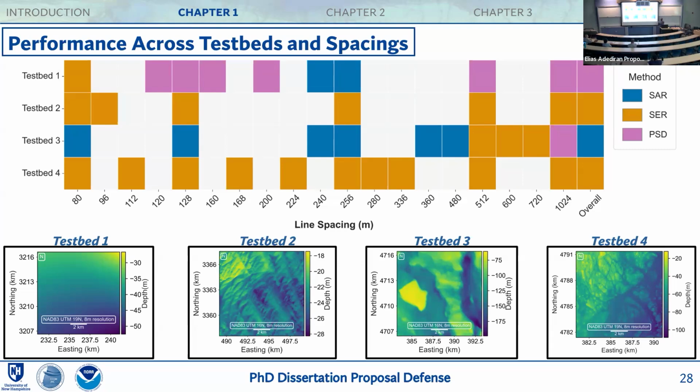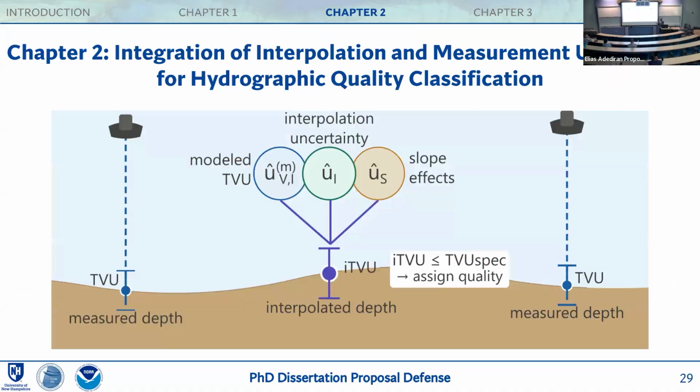So this concludes chapter 1 of this work, which, as you can see, has mostly been done. We are now at least reliably estimating the interpolation uncertainty. So what do we do with this information? That takes us to chapter 2, which is all about integrating the interpolation uncertainty with the measurement uncertainty for hydrographic quality classification. Now is when we want to start to talk about what level of cutoff we meet, based on what I'm calling the interpolation-aware total vertical uncertainty, and I'll get into that in a moment.